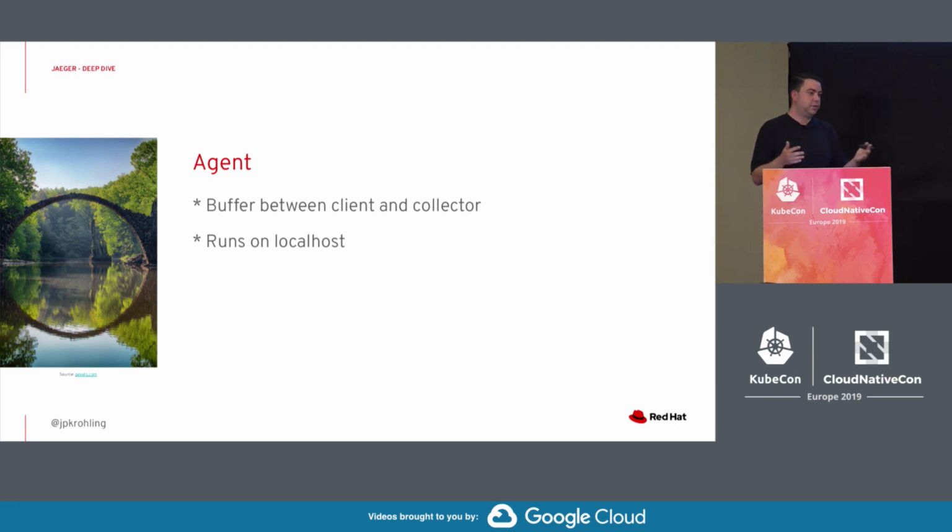Because remember, the whole purpose of the agent is to receive data via UDP. So it has to be somewhere where UDP is reliable. Right? So in Kubernetes, it's typically the same pod. So it's a sidecar to your pod application. And that works very well.